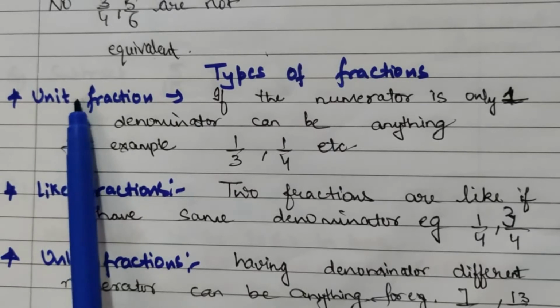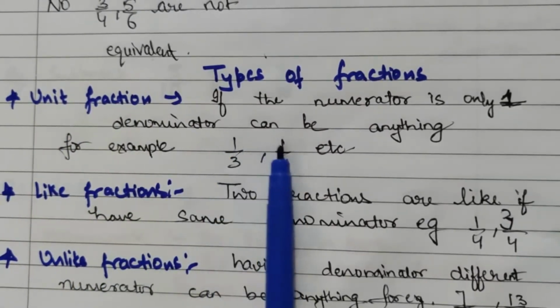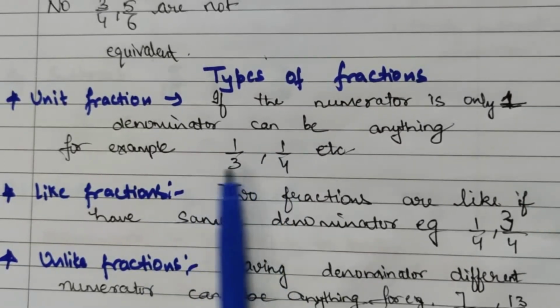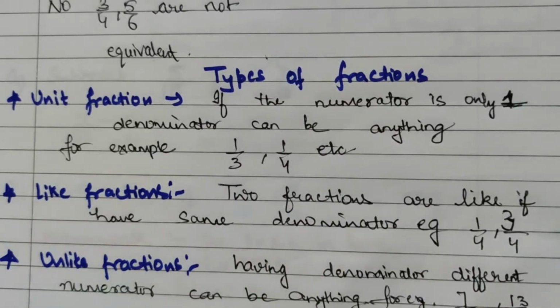Now let us discuss the types of fractions. First of all we have unit fraction. If the numerator is 1 and the denominator can be anything, that fraction is called a unit fraction. Means the fraction having numerator 1.